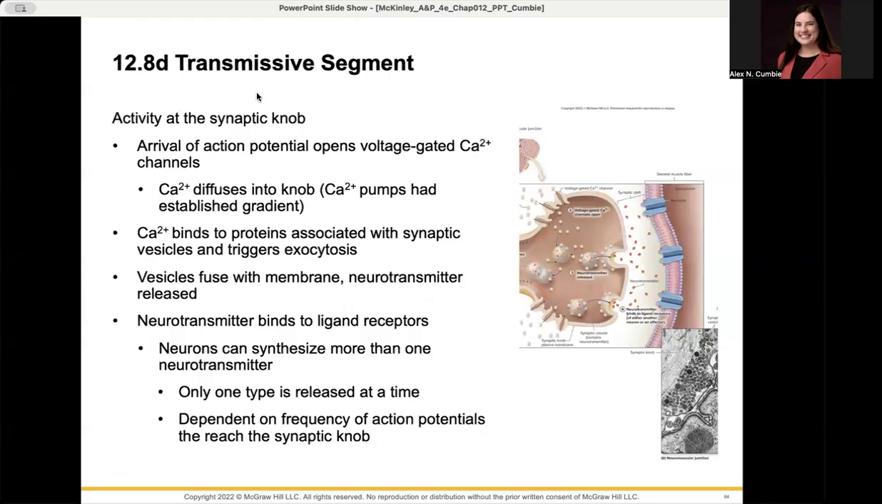Lastly, we get to the transmissive segment, which is the synaptic knob. And again, if you remember from the muscle chapter, we have calcium that is flooding in, attaching to those synaptic vesicles, and then allowing them to fuse with the membrane of the synaptic knob and release their neurotransmitter.